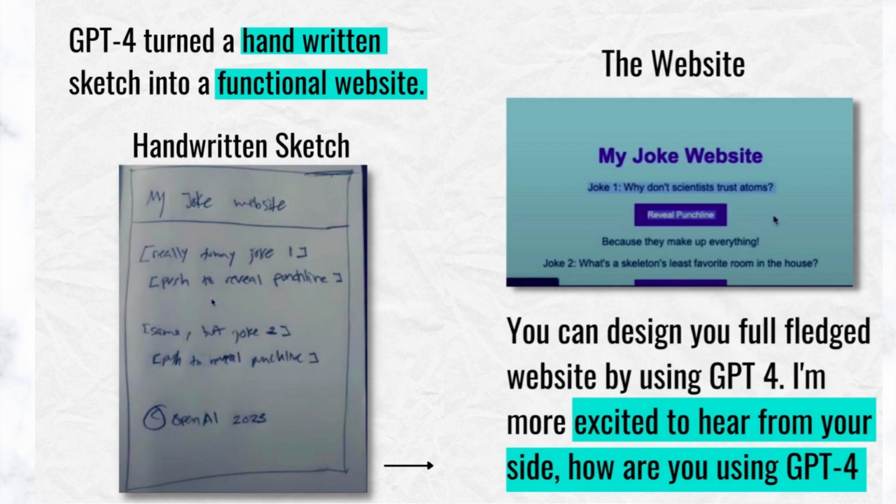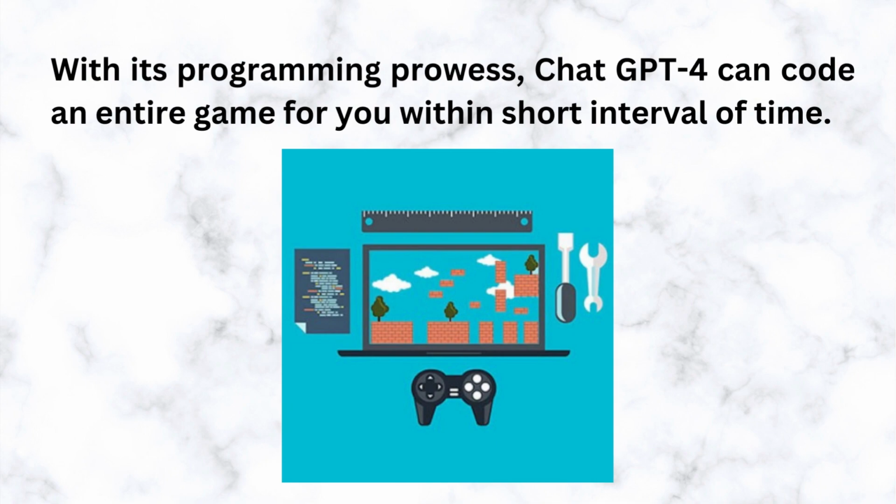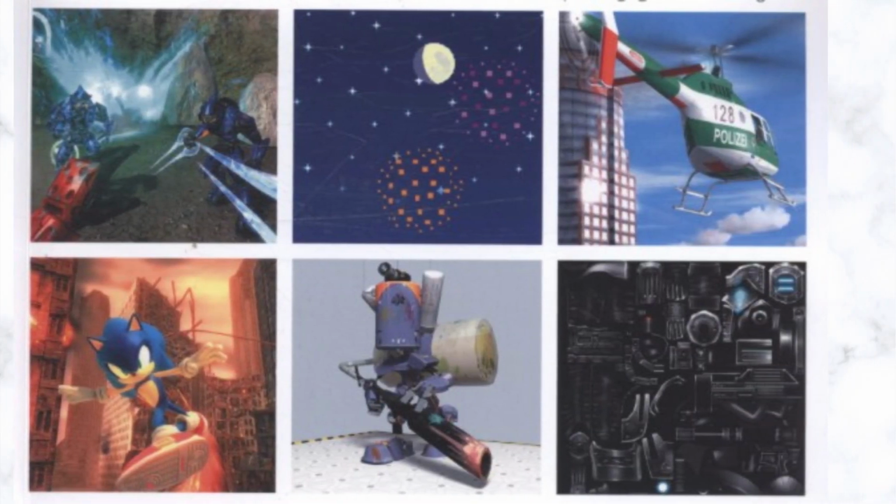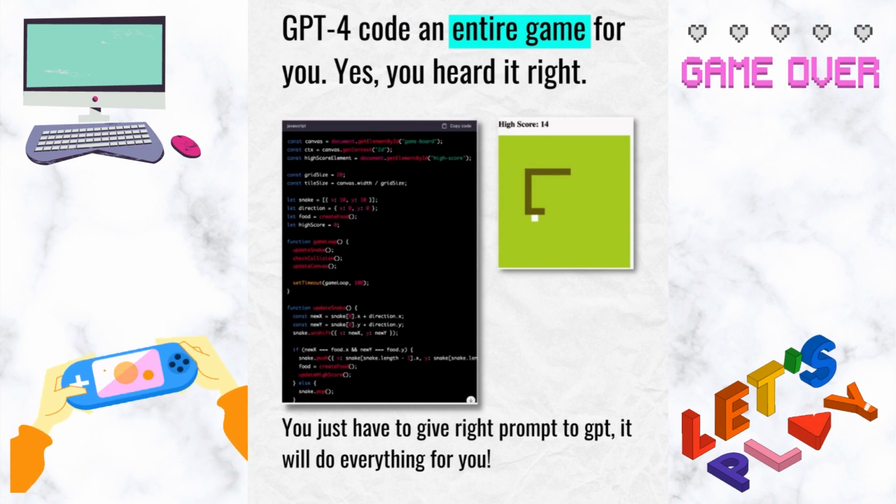With its programming prowess, ChatGPT-4 can code an entire game for you within a short interval of time. GPT-4 can code an entire game for you. Yes, you heard it right. You just have to give the right prompt to GPT. It will do everything for you.